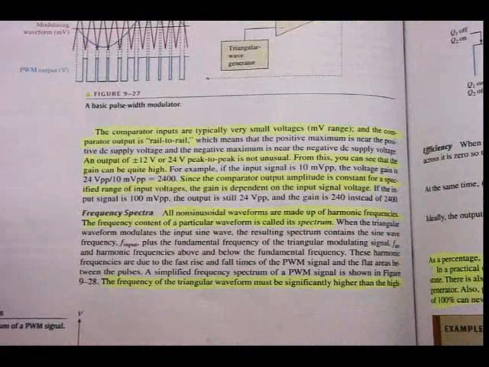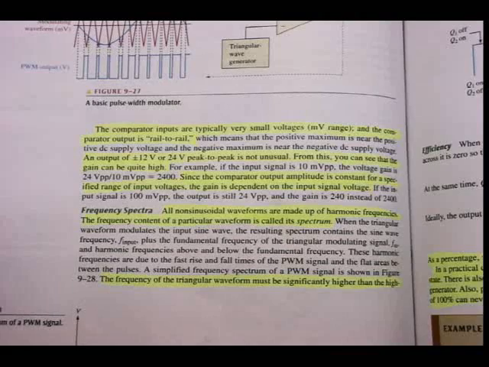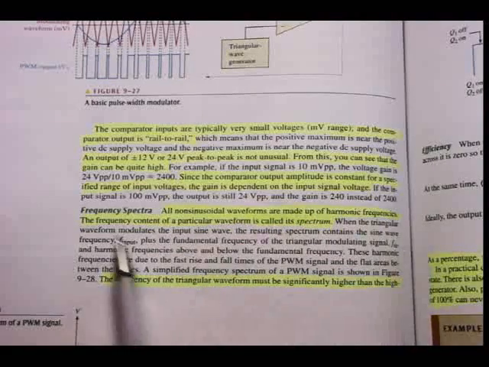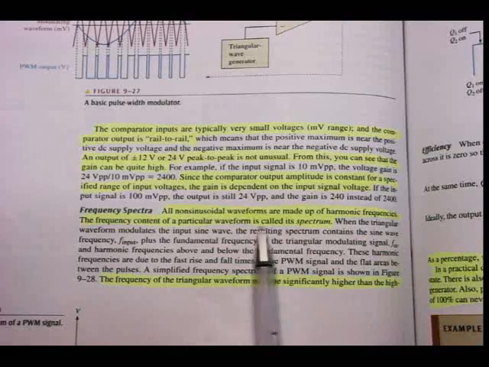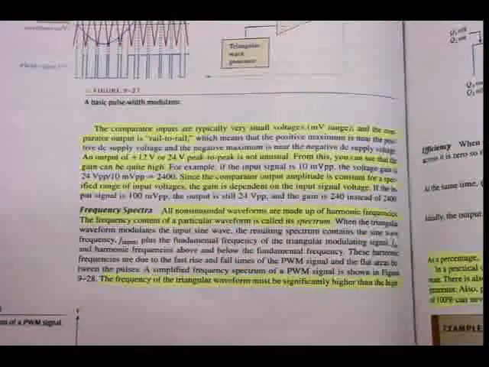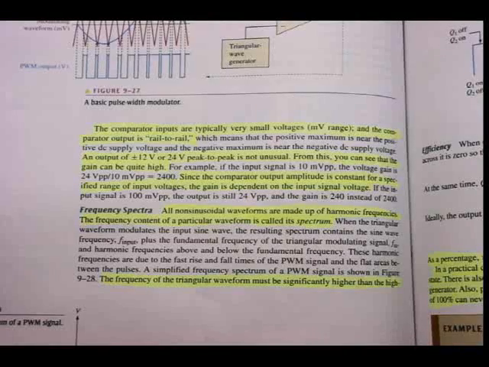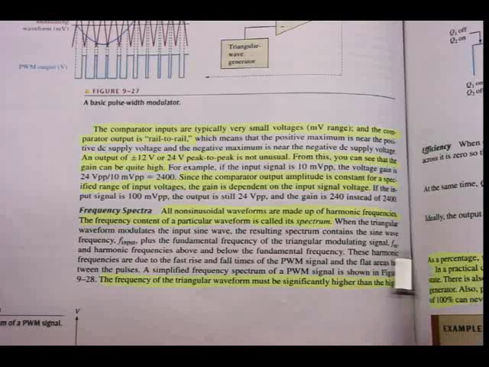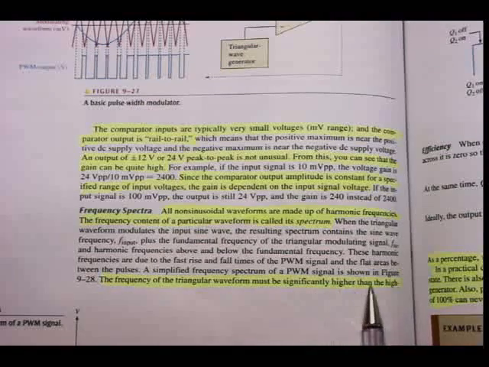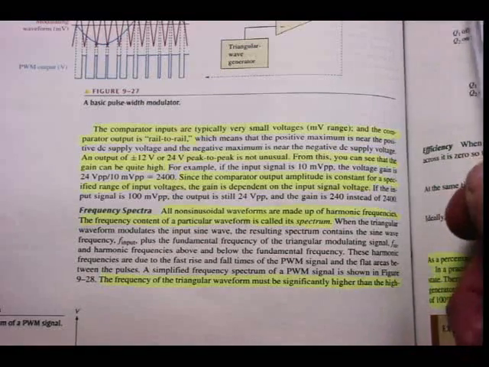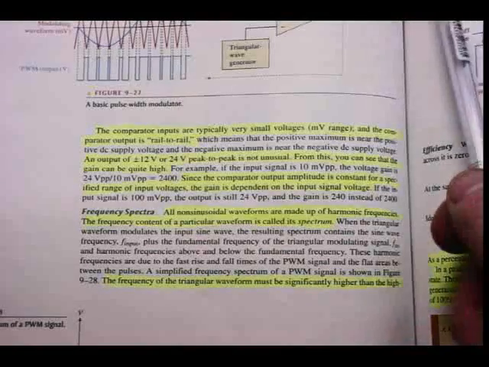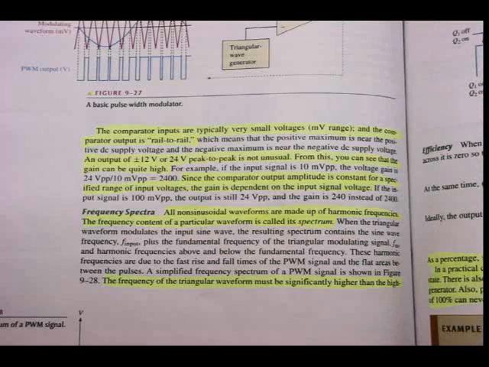Frequency spectra. All non-sinusoidal waveforms are made up of harmonic frequencies. The frequency content of a particular waveform is called its spectrum. Now, we're not going to go into detail about that. What is important, though, is that the frequency of the triangular waveform must be significantly higher than the highest input signal frequency, so that the lowest frequency harmonic is well above the range of the input signal frequencies. I want you to underline that.